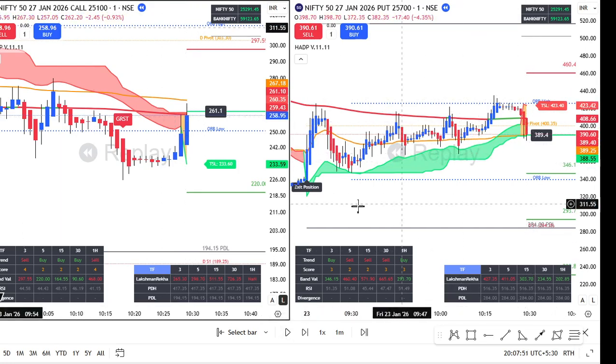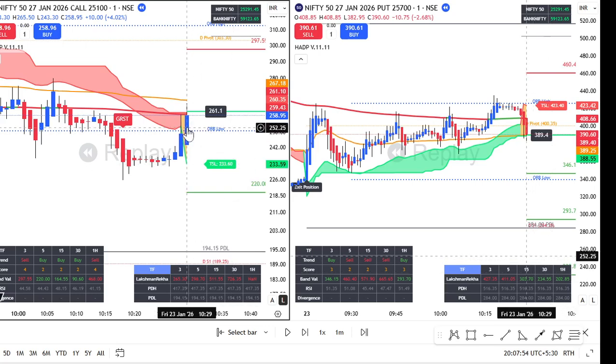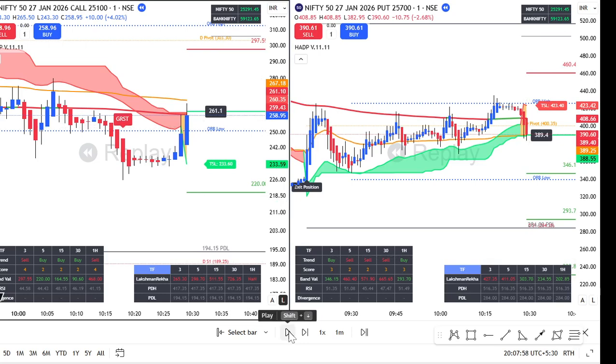So what is the time now? It is showing now the time is around 10:29, right? No signals. Already 1 hour 15 minutes gone. On a 1 minute, no signal. And you all know how volatile the market was on Thursday, right? It was very volatile. Now let's see what happened.